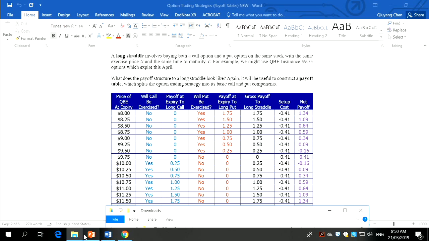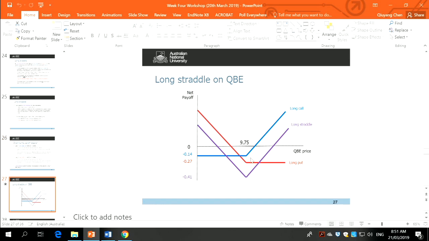So this blue line really represents the payoff table, right? So when the share price gets above $9.75, we're making more and more profit.